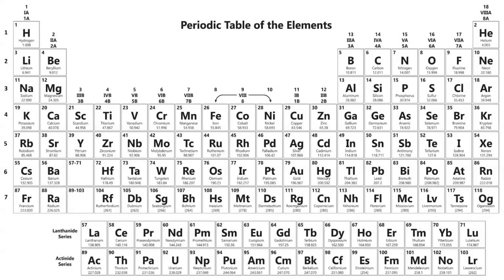So let's go ahead and do some practice problems, and we're going to determine the principal quantum number of the following elements. The first element we have is chlorine. Chlorine is in row 3, therefore n equals 3. Next one we have is potassium. Potassium is in row 4, therefore n equals 4. Silver is in row 5, so n equals 5.